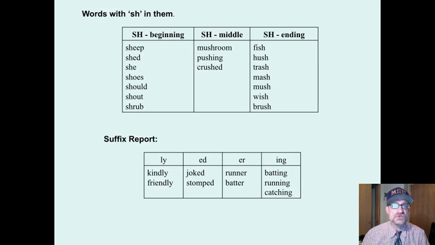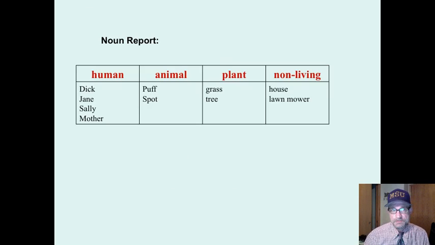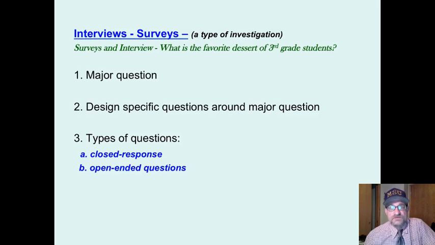Here are some things I used in a reading class. What are some words with SH in them? In the beginning, middle, and ending. So I'm using it not only to investigate or to teach the process, but to reinforce letter sounds or suffix reports. Noun report, same thing. What type of nouns were found in this story? The different types of nouns. They could create a graph if that's what you want to do.